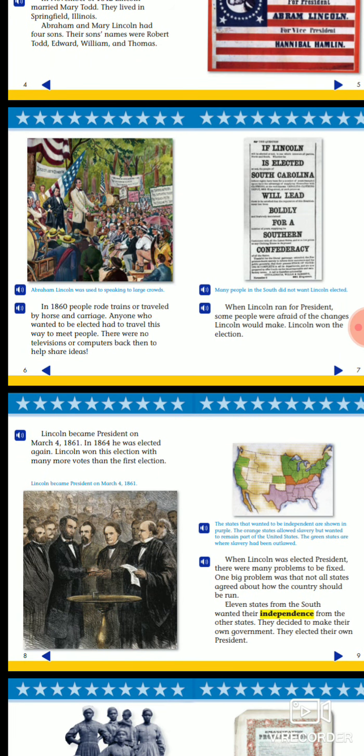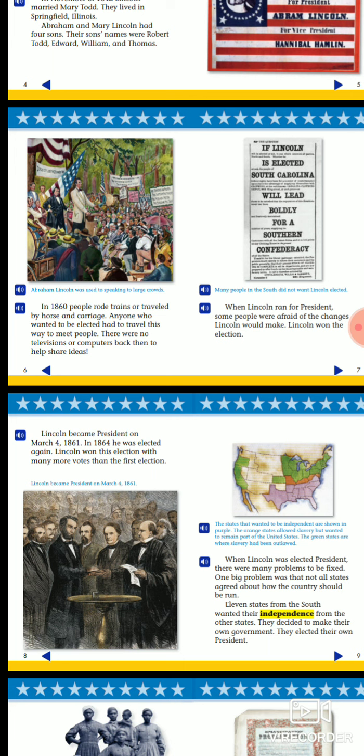In 1860, people rode trains or traveled by horse and carriage. Anyone who wanted to be elected had to travel this way to meet people. There were no television or computers back then to help share ideas. When Lincoln ran for president, some people were afraid of the changes Lincoln would make.